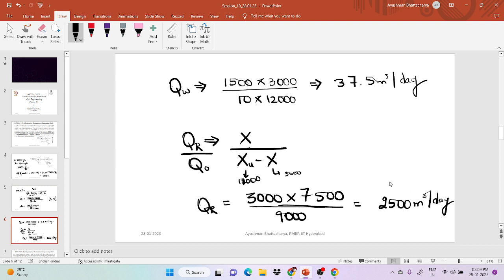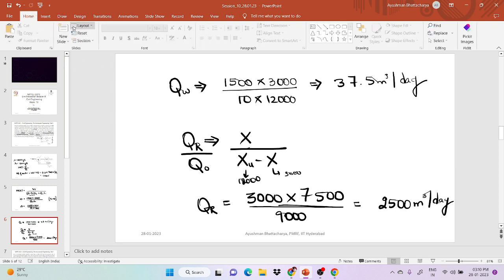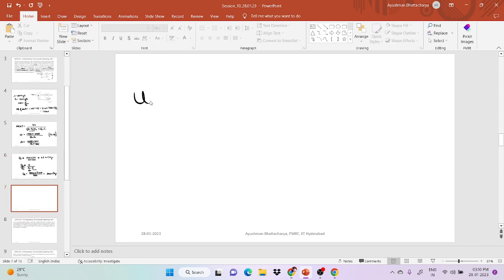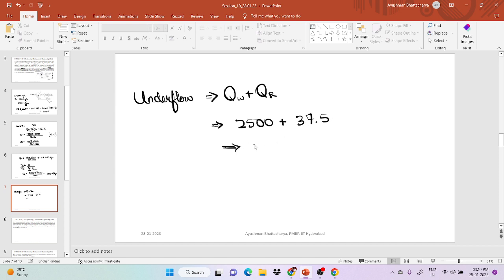Okay. Now the underflow volume will be, so now if you say underflow is equal to QW plus QR. So QW came out to be 37.5, and QR 2500 plus 37.5, which is equal to 2537.5 meter cube per day.